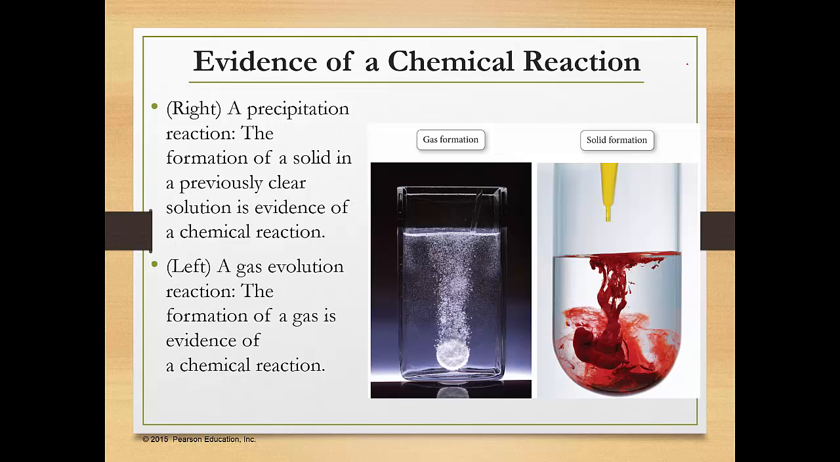So here we see a couple more pieces of evidence for chemical reactions, just a couple of visuals. If we look at the picture over here on the right, we can see a precipitation reaction where a solid is forming. The red material that we see here is the solid forming in the previously clear solution upon the addition of this solution from a dropper. The solution in the dropper had a yellow color to it. The solution in the test tube is sort of a clear color, but when we mix them, we get this red solid.